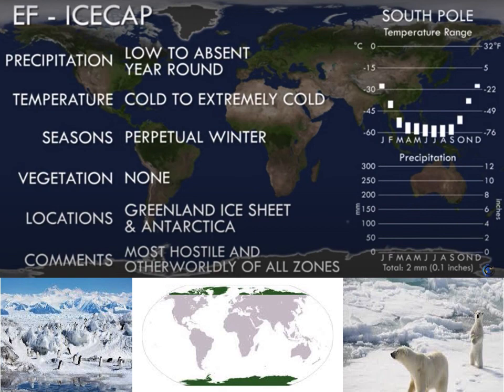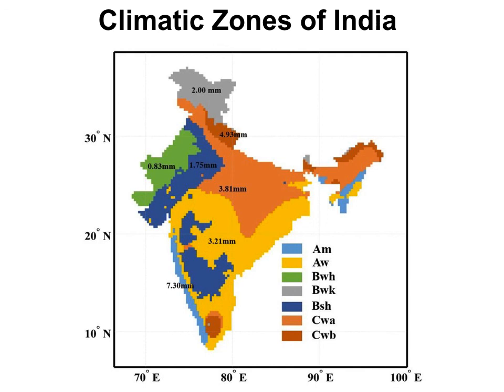And coming back, if we look at this classification system in India, this is how it divides. You can see the different parts: AM, AW, BWH, BWK, BSH, CWA, CWB, all the classifications. So you can go back yourself and refer to this climatic zone classification and descriptions and see how India is located and how it affects our lifestyles, and our agricultural activities in such zones because of the climatic influences.